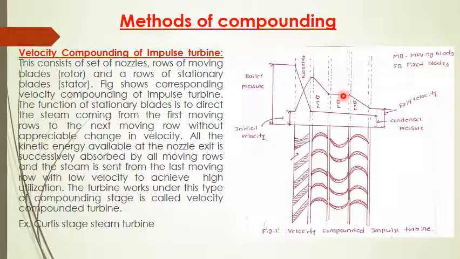In the fixed blade you can observe there is no change in the velocity, and after the fixed blade again steam will enter into the moving blade. Again it undergoes a drop in the velocity, and so this type of turbine we call a velocity compounded turbine. I have already mentioned that the function of the fixed blade is just to direct the steam from one row of moving blades to another row of moving blades. In the fixed blade there is no change in the velocity and the pressure. Both pressure and velocity are constant in fixed blades.